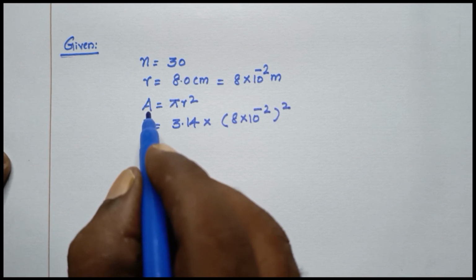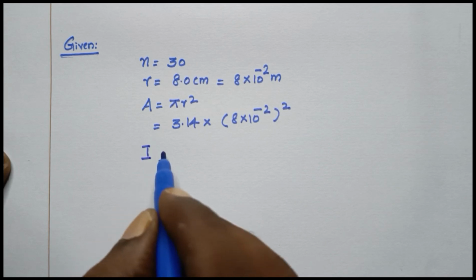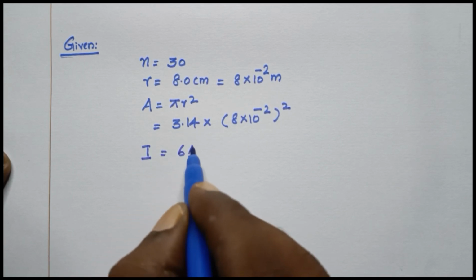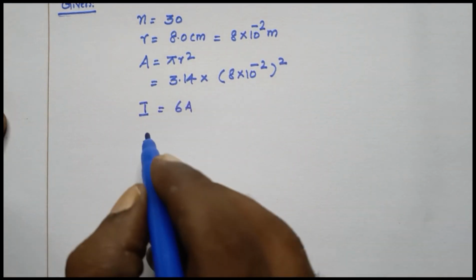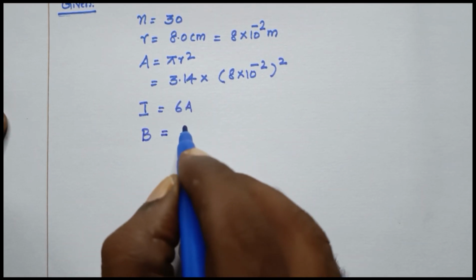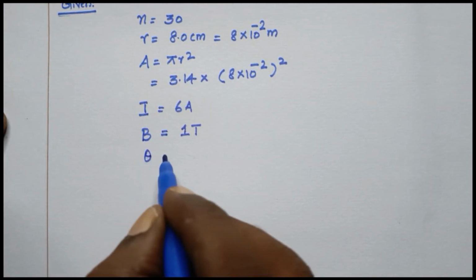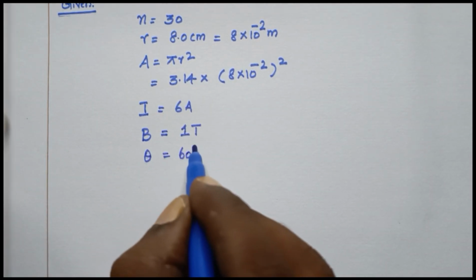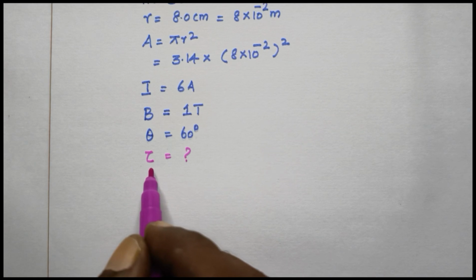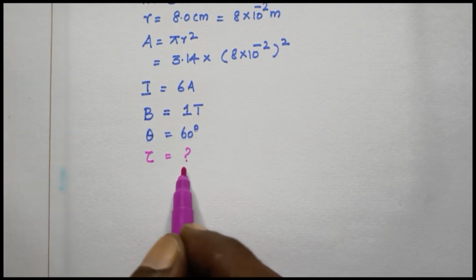Next, what is given? Current passing through the circular coil is given, which is I. I is equal to 6 ampere. Next, magnitude of magnetic field is given. B is equal to 1 Tesla. And theta is equal to 60 degree. What is asked? We have to find the counter torque to prevent the coil from turning.